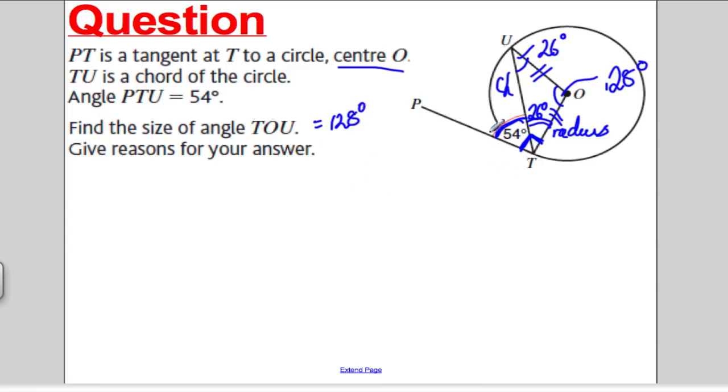The reasons, I would say, tangent meeting a radius meet at 90, therefore angle UTO is 26, but this triangle here is isosceles, so the angle at U is 26, therefore the angle at O is 180 minus 26 minus 26.